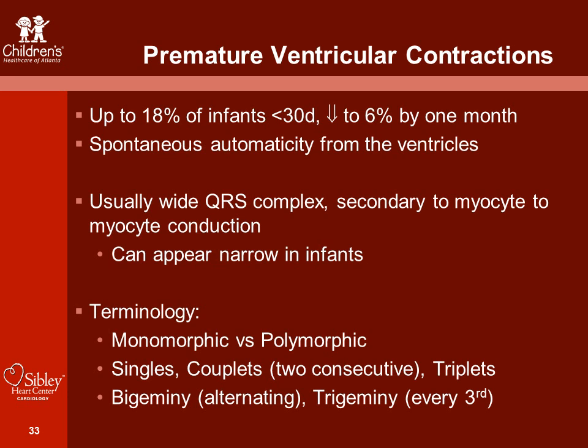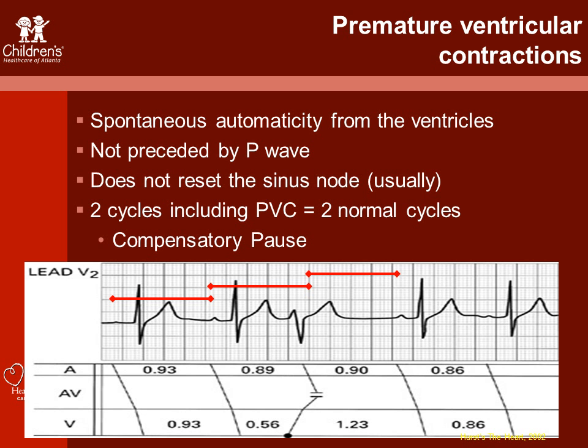And in addition, you'll see sometimes people classify as bigeminy or trigeminy, meaning that you'll have a normal sinus beat, a PVC, sinus beat, PVC, sinus beat, PVC, and that's indicative of bigeminy, whereas in trigeminy you have a PVC every third sinus beat. So it is spontaneous automaticity from the ventricles, as I mentioned. You do not see a P wave before a PVC. Therefore, it does not reset the sinus node. And 2 cycles, including the PVC, equals 2 normal cycles.